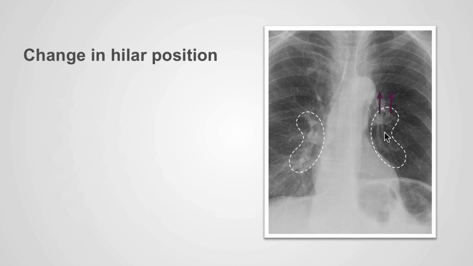The hilar position can change. This can happen if there's extensive scarring within the upper lobes, as with previous granulomatous infection. Commonly, we see hilar shift following previous surgery, such as upper lobectomy.